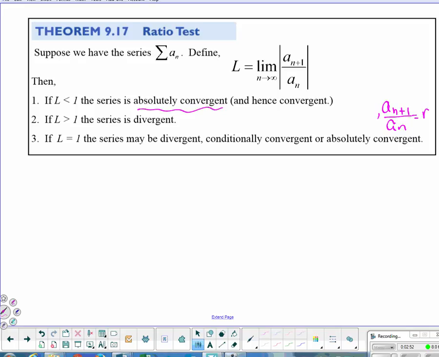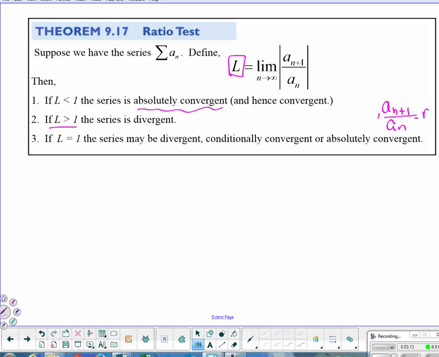So when do we get absolutely convergent? When this limit of the ratio of two terms turns out to be less than 1. I told you it had a really similar feeling to the geometric series test where the absolute value of r was less than 1. Well, here our limit will turn out to be less than 1. And we will know it's absolutely convergent.